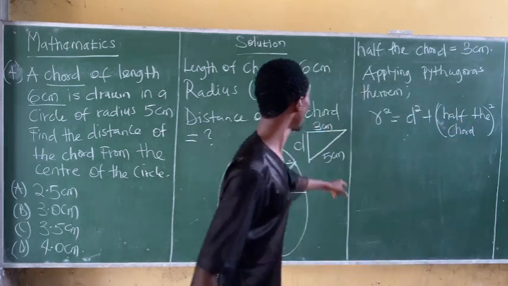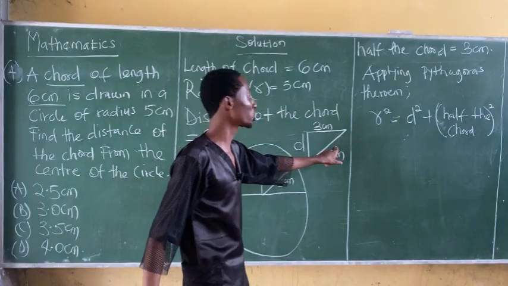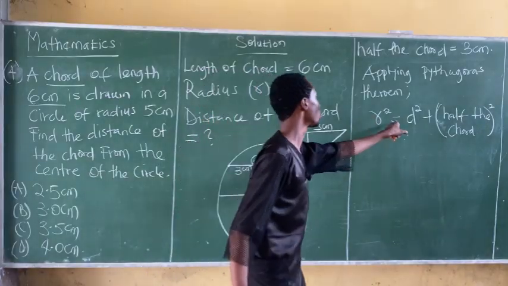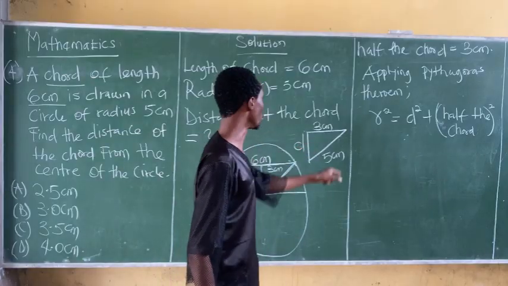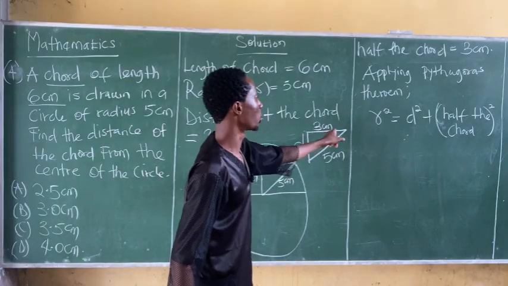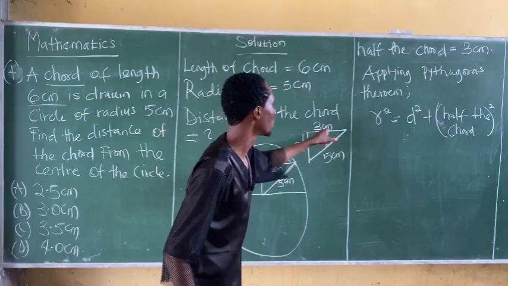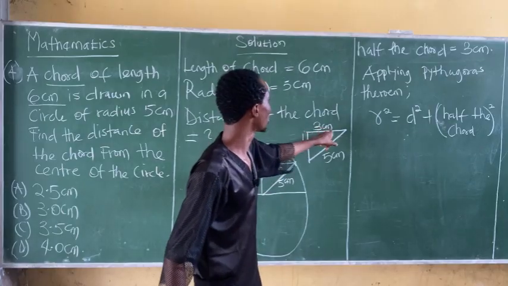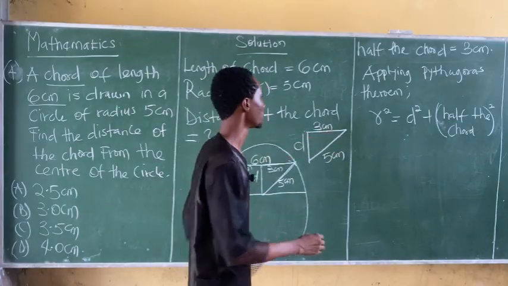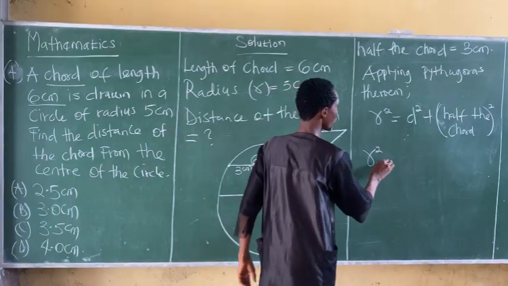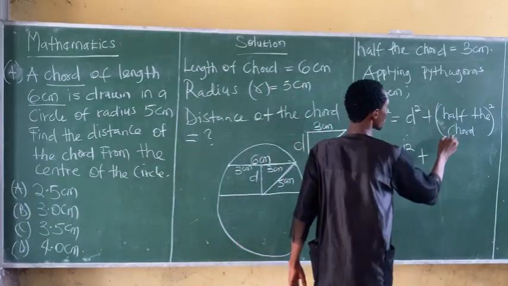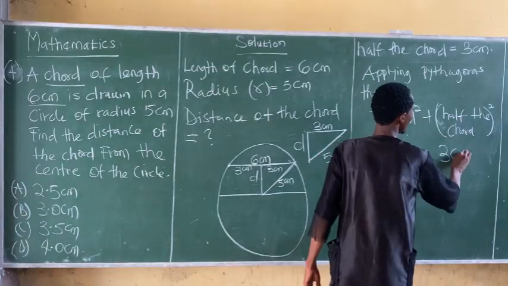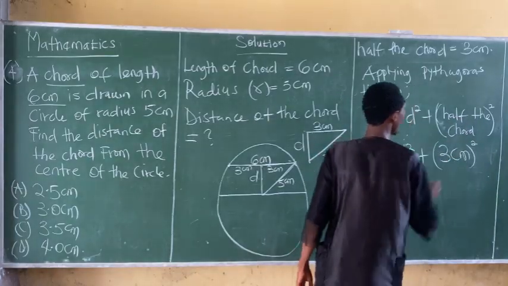From Pythagoras, we have the square of the hypotenuse, which is r square, is equal to the sum of the square of these other sides, which is d square plus what? Half the chord square. Don't forget, half the chord here was 3 cm. We have r square to be d square plus what? Half the chord is 3 cm, all squared.